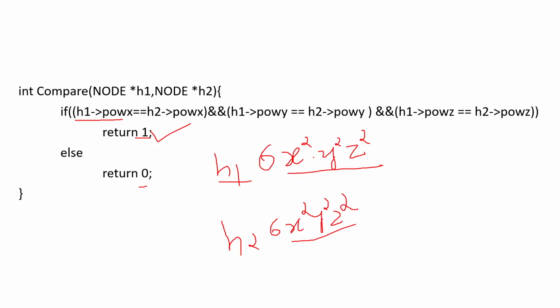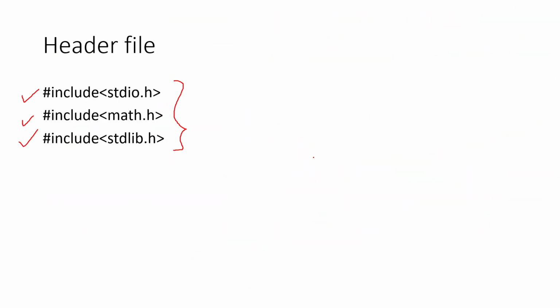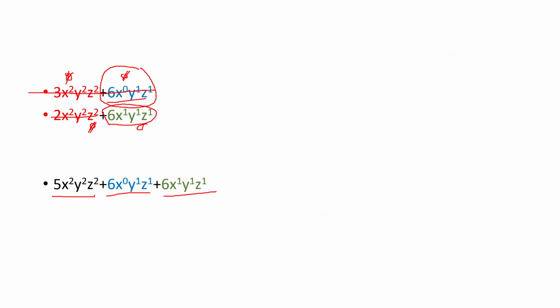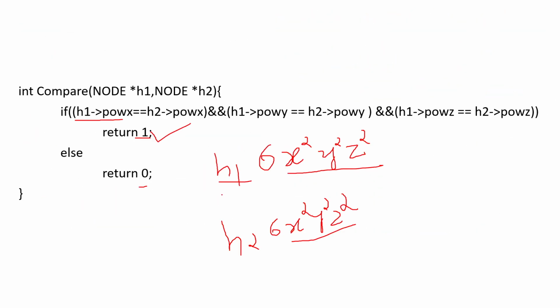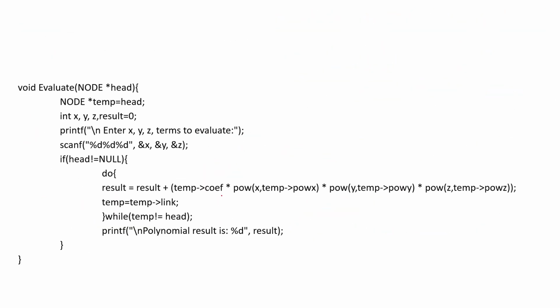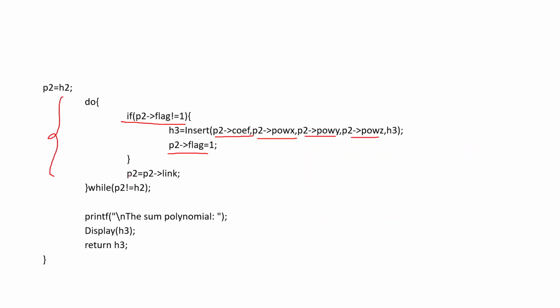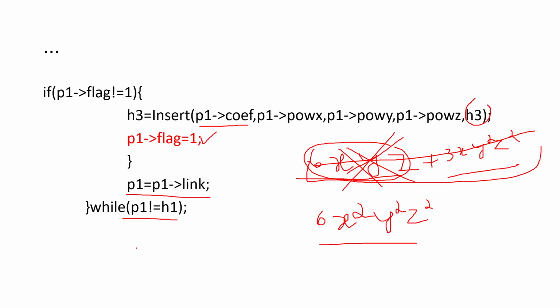I will show it again. In this case, this one is done, this one is not there, so you have to copy. This one is copied. So after copying all the things, still one more term is left, that is in P2. That you have to add. That is the code given here. So display the result, update H3, that can be returned.